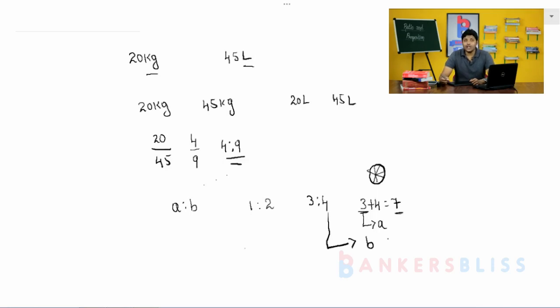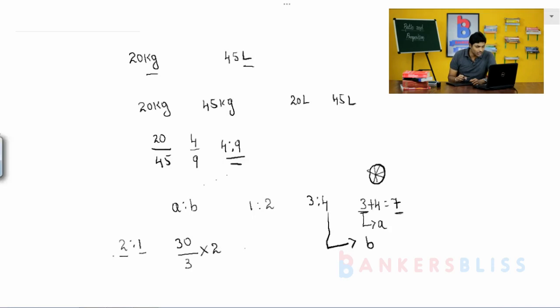Otherwise, in what ratio we have to divide. These types of questions they are going to ask. For example, divide 30 in the ratio 2:1. Means what? 2 plus 1, 3. Divided by 3, into 2.